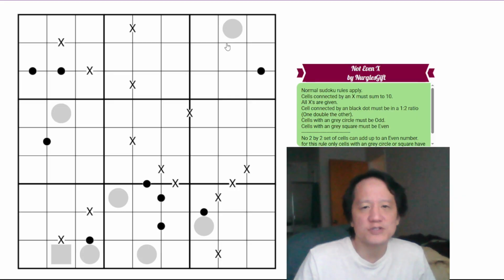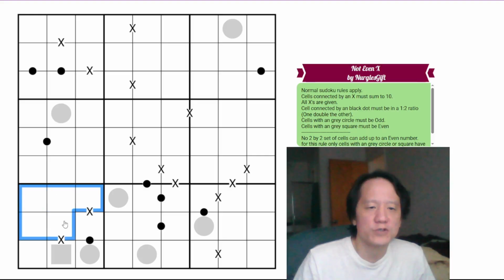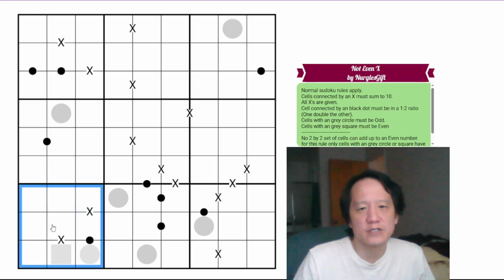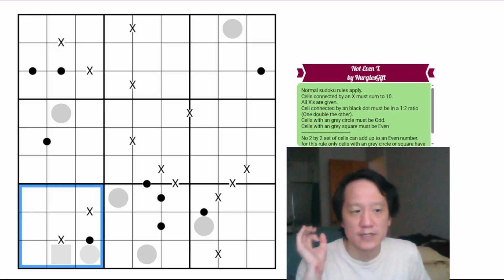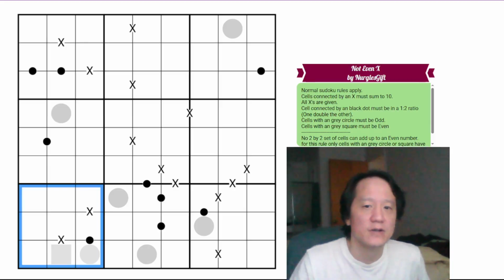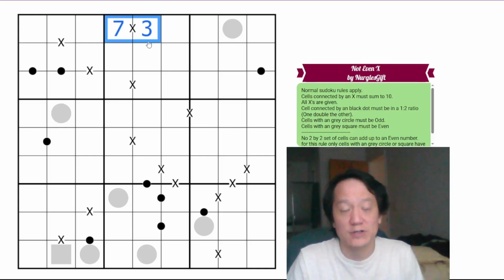Normal Sudoku rules apply, which means in every cell in the grid, place a single digit from 1 through 9 such that there are no repeats in any row, column, or designated 9-cell region, which is a box here. Cells connected by an X must sum to 10, and all X's are given. So the negative constraint is in play here. For example, if this were a 3, we would know this is a 7 because these two digits add up to 10.